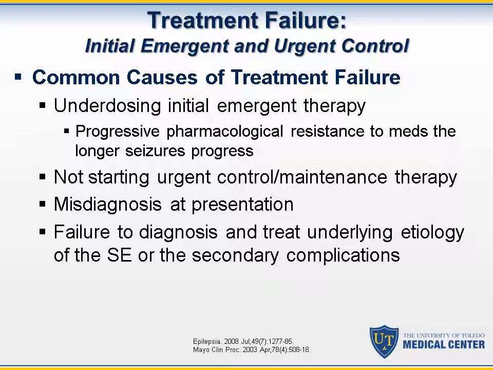Some common causes of treatment failure following initial management and urgent control therapy include underdosing initial emergent therapy. You can develop progressive pharmacological resistance to meds the longer seizures progress. Again, GABA-A receptors decrease at the synapse the longer the seizures occur, and there's evidence that other isoforms of the receptor may develop. This means that if seizures continue, larger and larger doses of the medications will likely be required, increasing the risk to the patient.